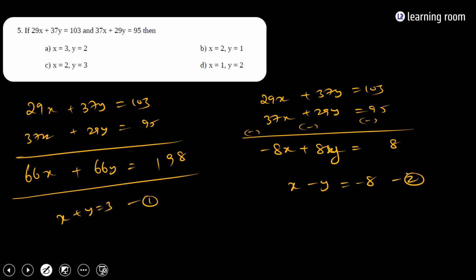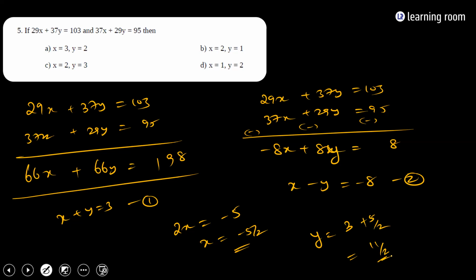Because I wanted to add both the equations, I'll get 2x is equal to minus 5. So x is equal to minus 5 by 2. But there is no option. Wait, did we miss anything? How can the option not be there? X is minus 5 by 2. Y will be how much? 3 plus 5 by 2. That is going to be 11 by 2.